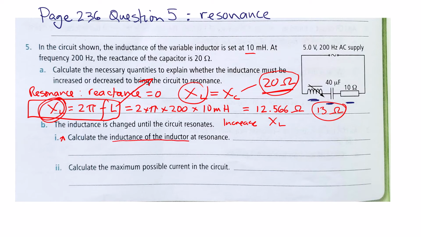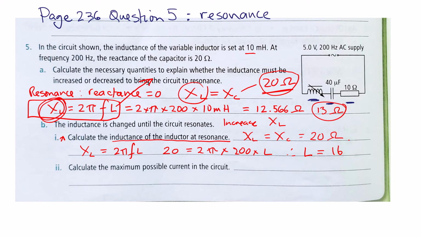Calculate the inductance of the inductor at resonance. At resonance, the reactance of the inductor will equal the reactance of the capacitor, which I've already said is 20 ohm. So let's use our formula then. XL equals 2 pi FL, and we know that the reactance is 20, 2 pi times 200 times L. Therefore, the inductance that makes that true is 16 millihenries.